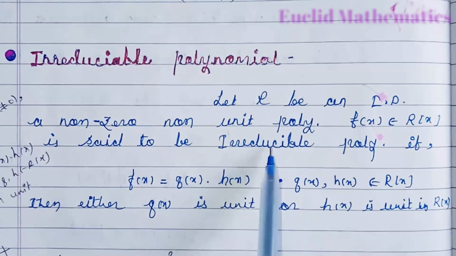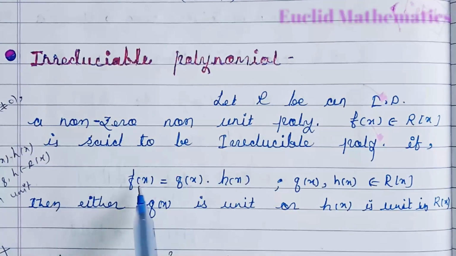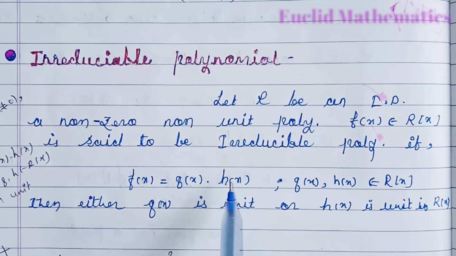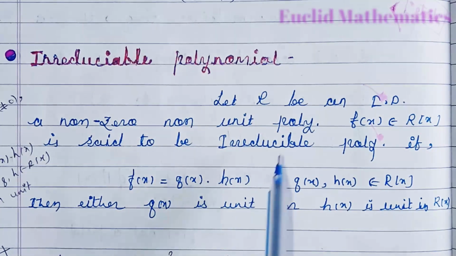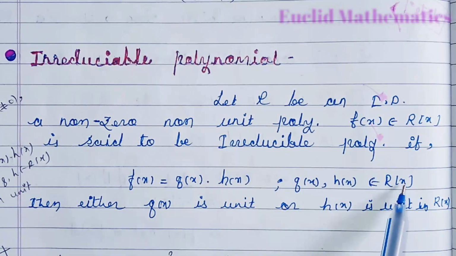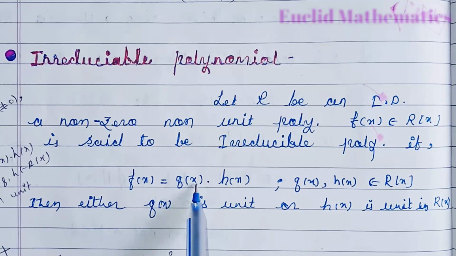When we write f(x) as a product of two polynomials, f(x) equals g(x) times h(x), one condition needs to be remembered: g(x) and h(x) have to be in R[x]. If this property holds, then either g(x) is a unit or h(x) is a unit. One of them has to be a unit element.